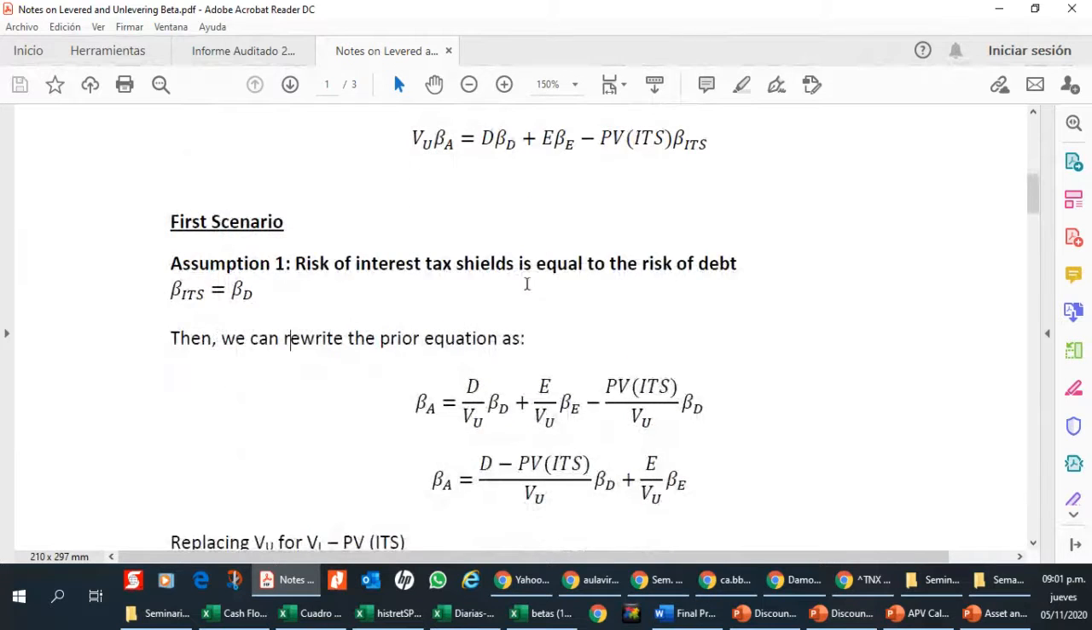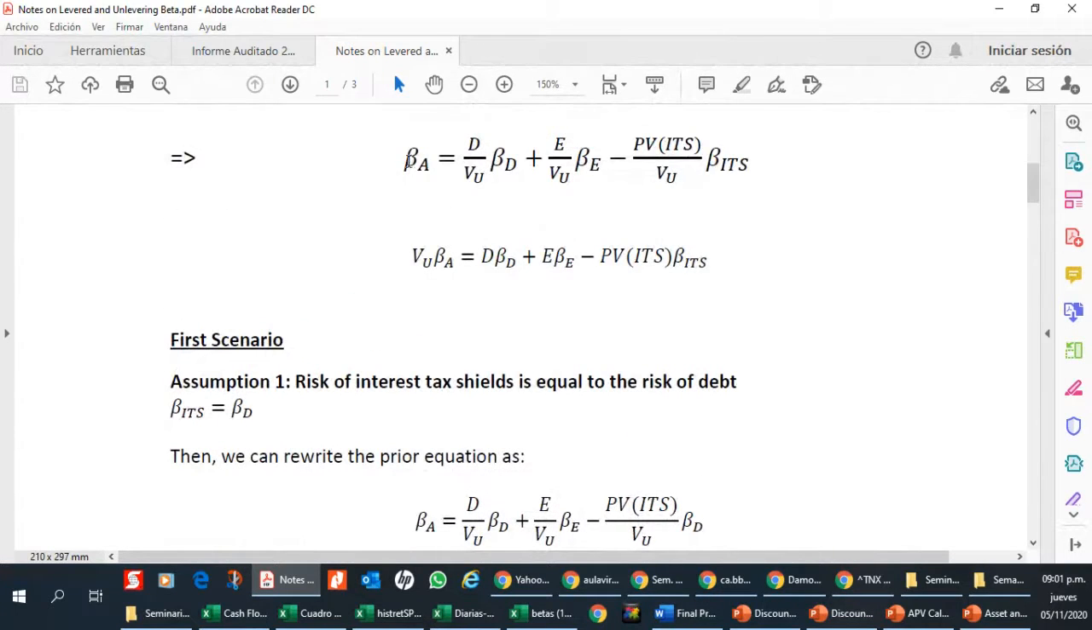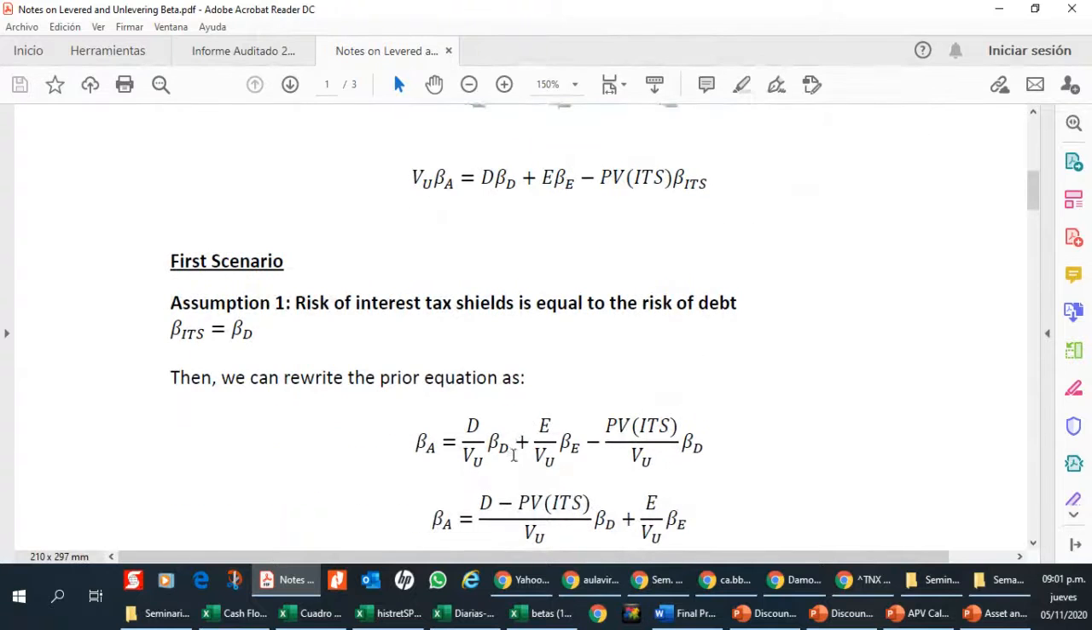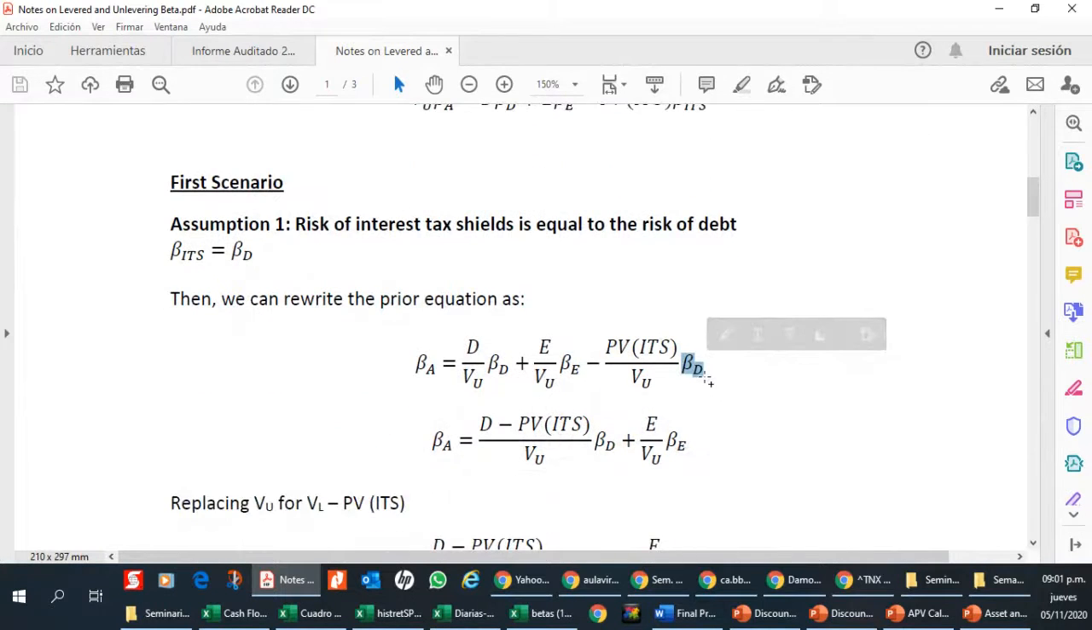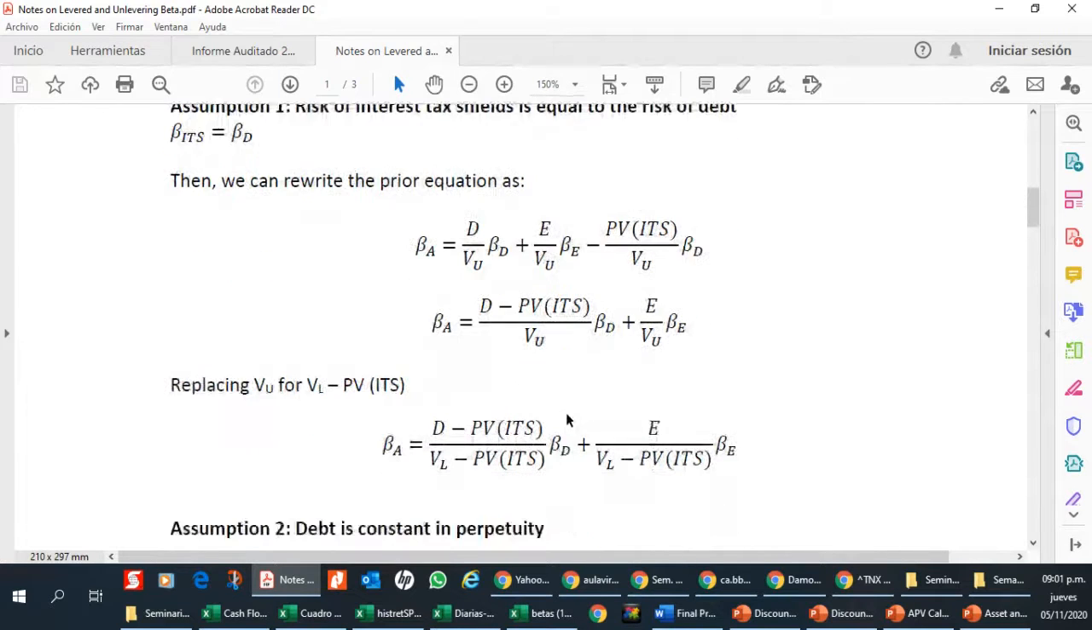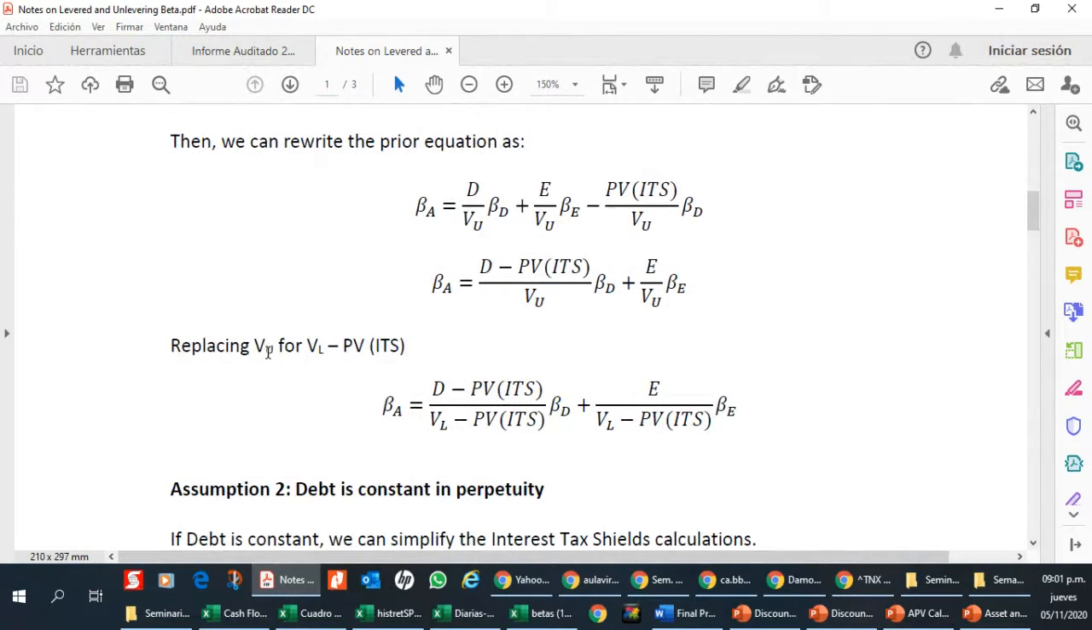If that is the case, I'm going to replace this into this formula, and we're going to get the beta of interest taxes replaced by the beta of debt here. If I rearrange terms, if I sum this and this, we'll come up with this equation. And if we replace the value of the unlevered company with the value of the levered company minus the present value of interest taxes, we come up with this calculation.